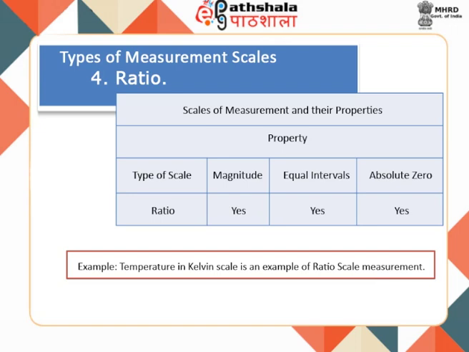A ratio scale is the top level of measurement and is not often available in social research. It has all the properties of nominal, ordinal, and interval scales. The factor which clearly defines a ratio scale is that it has a true zero point. Example: temperature on the Kelvin scale is an example of ratio scale measurement.